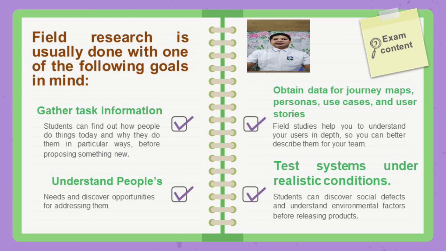And lastly, we have number four, test systems under realistic conditions. Yes, with this, you can discover social defects and understand environmental factors before releasing products. Contextual research helps discover things you wouldn't know to ask about, such as problems that crop up when new tools and processes are introduced into existing work practices.